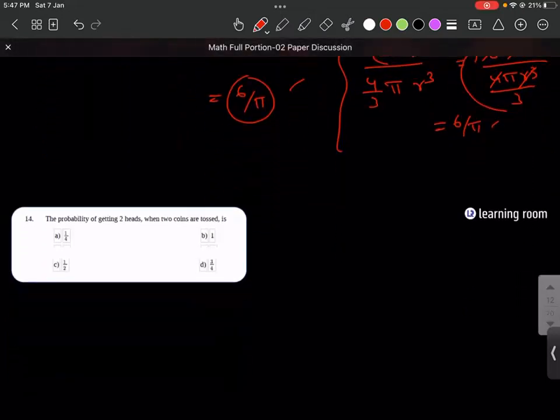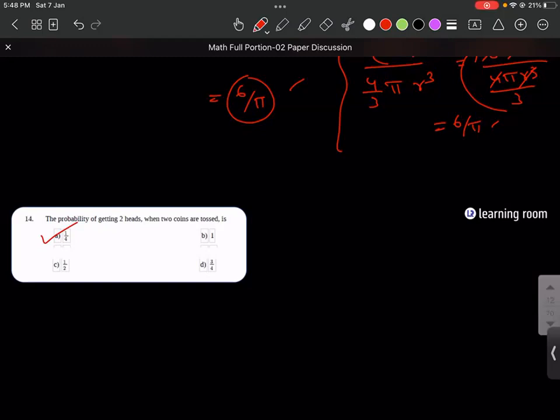The probability of getting 2 heads when 2 coins are tossed is how much? Sir, 1 by 4. Correct. So I hope you know the reason for it. Sir, 4 possibilities, 1 favorable condition, 1 by 4. That's right. So 1 minute, I'm constantly checking the solution also. If there is any mistake in the solution sheet, I have to correct it.